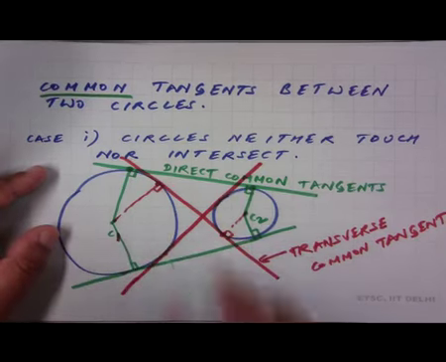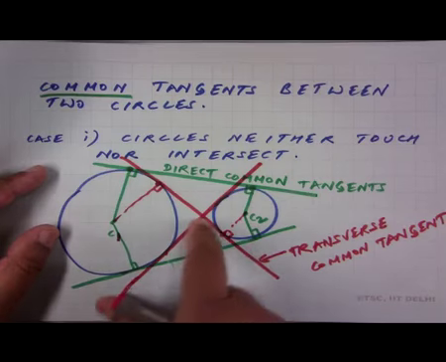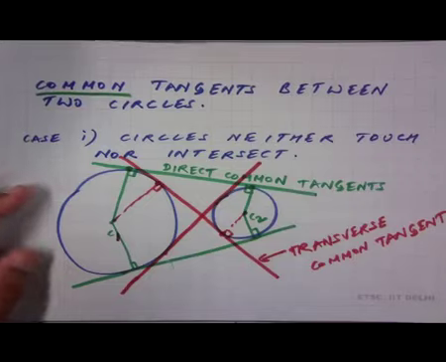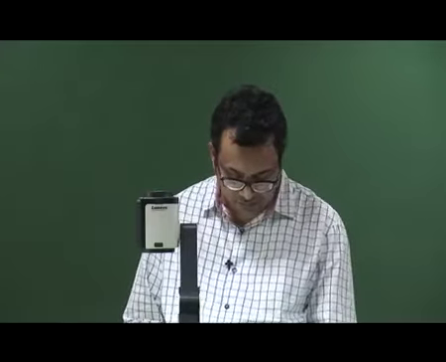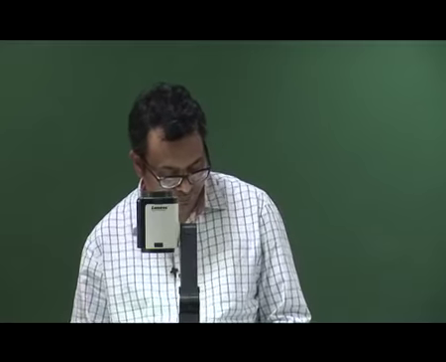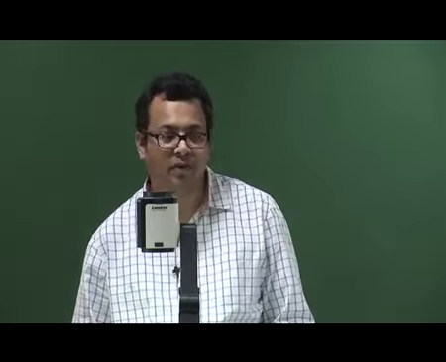common tangents, all the 4, and also the coordinates of the point of intersection of these common tangents. So, let us start with the derivation of the equation of the direct common tangents for this first case.